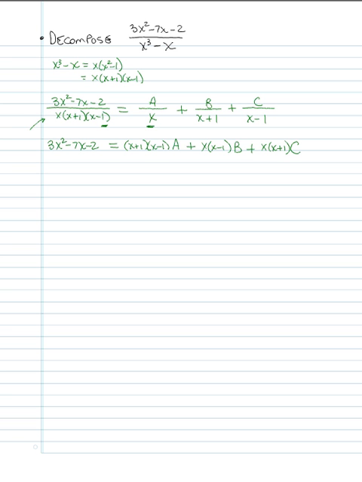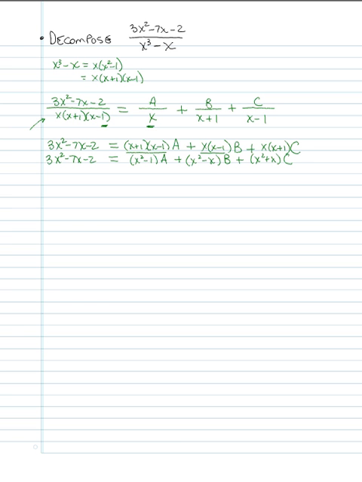Now, we have quite a bit of little work to do here before we're ready to get down to the nitty-gritty. And that is, we need to multiply out this x plus 1 times x minus 1. We'll get x squared minus 1 times our a. And then we need to multiply this x times x minus 1 out. We'll get x squared minus x times our b. And then likewise over here with the last term, we'll have an x squared plus an x times our c.